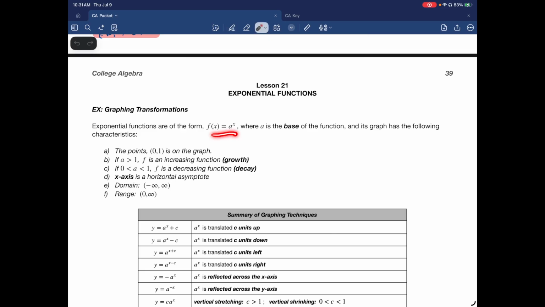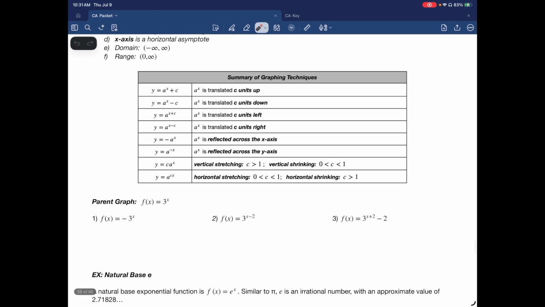We have a to the x, where x is the variable that you plug in, and a is the base, and the graph has all these different characteristics to it. And we'll look at a graph in just a second. But here, if you add or subtract, then you're going up or down. So it's similar to all the other transformations we've talked about.